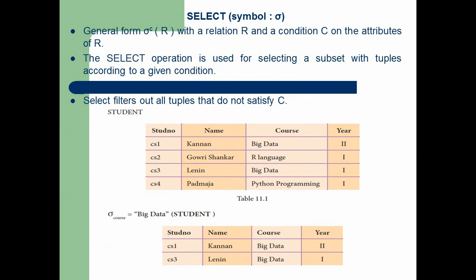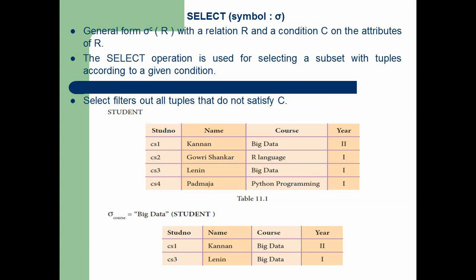This is select. The symbol for select is shown here on the screen. The general form is with a relation R and a condition on the attribute of R. The select operation is used for selecting a subset of the tuples according to a given condition. So here we can create a subset of tuples, tuples meaning records or rows, by using a condition which can be given through select.